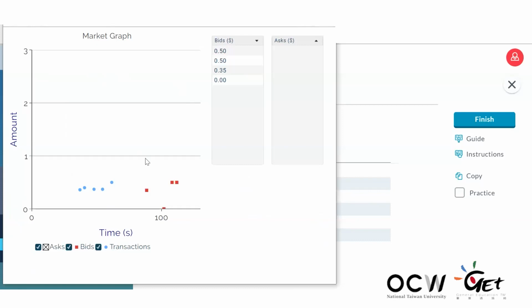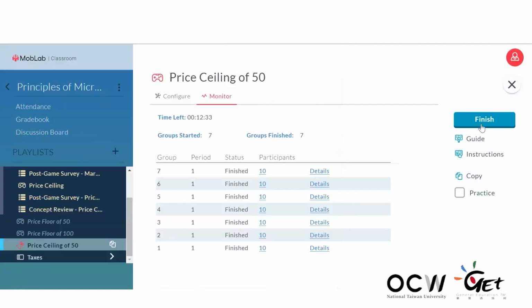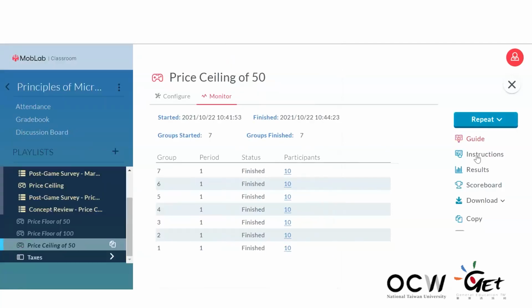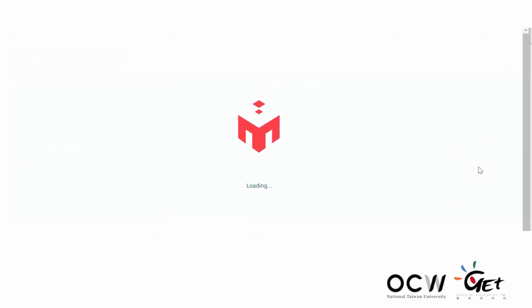This is one of your groups. You see that all the transactions are pretty close to the price ceiling of 50, but there are a lot of people who still want to buy, but nobody wants to sell. Okay, because all of the groups have finished, now I can show you the results.